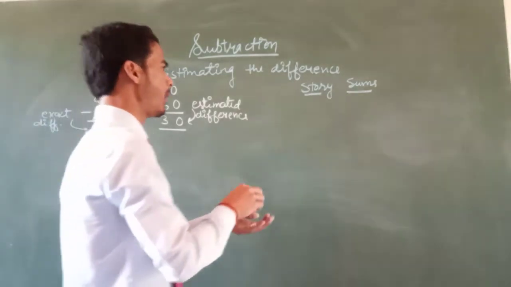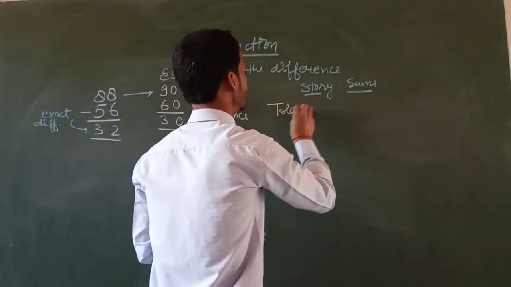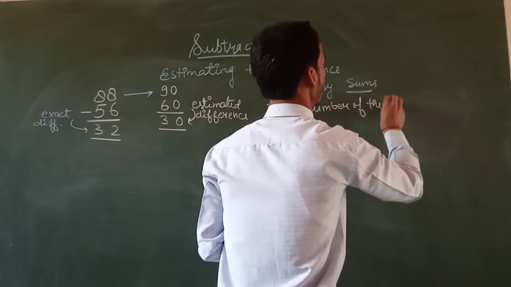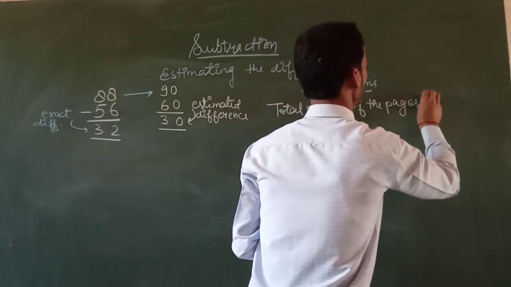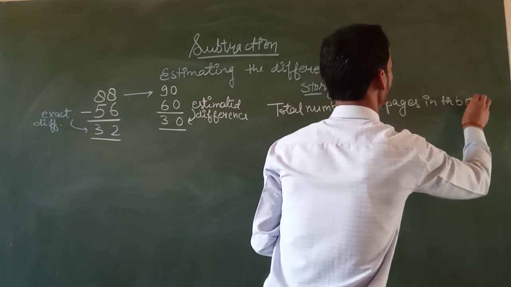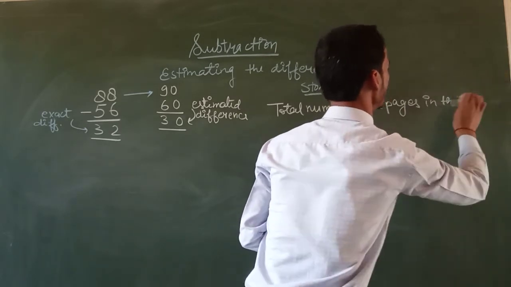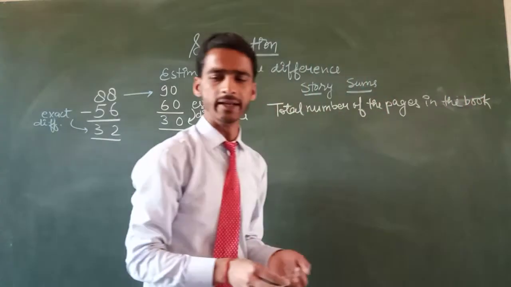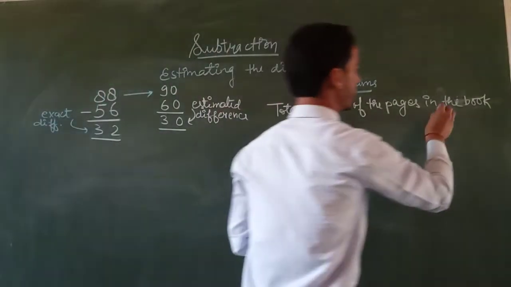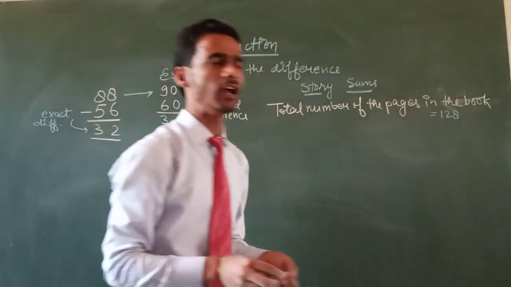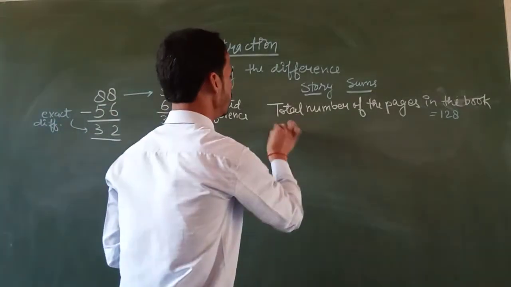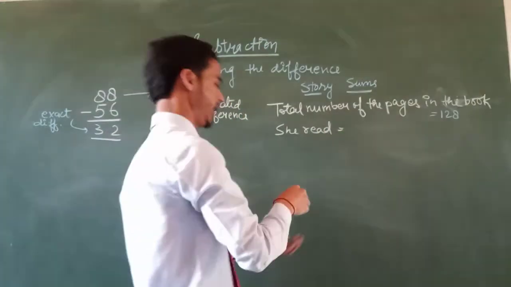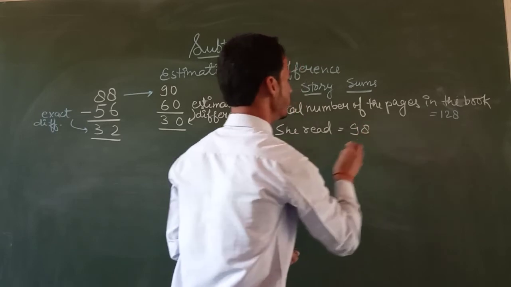So, the total number of pages in the book. What is the total number of pages? That is 128. Sorry. Okay. And how many pages did she read? She read 98 pages.